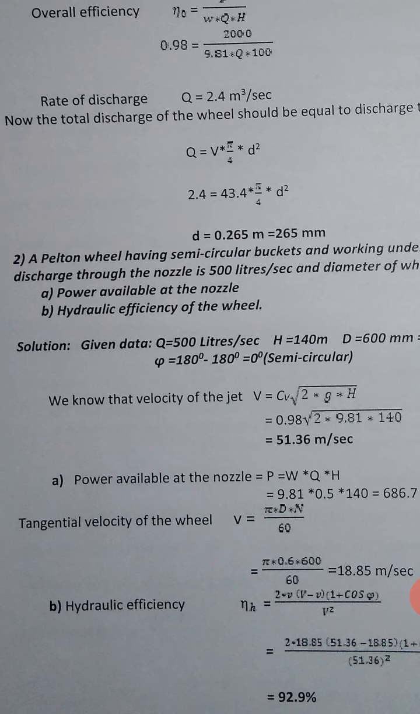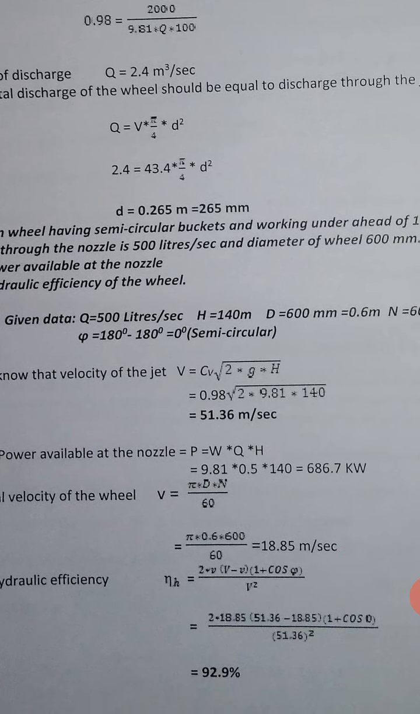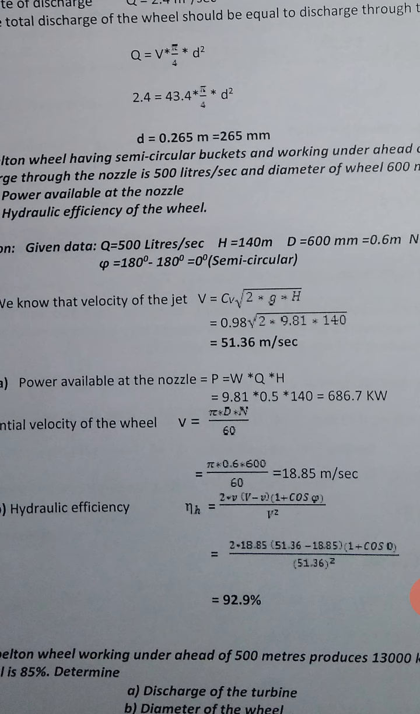Then hydraulic efficiency equals 2 times small v times (capital V minus small v) times (1 plus cos phi) divided by V square, where capital V is the velocity of the jet and small v is the velocity of the wheel. The velocity of the wheel is 18.85, and the velocity of the jet is 51.36 meters per second. Then substituting in the hydraulic efficiency, we get 92.9%.